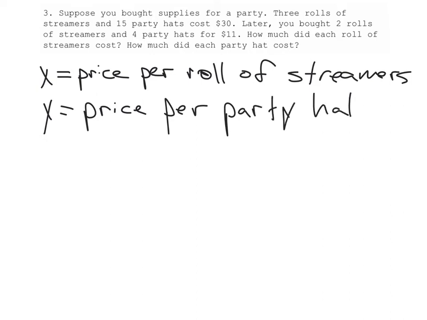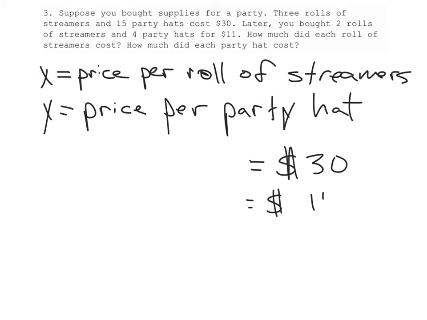Okay, step 2 is to look for totals. So it told us that we spent $30. So one total is going to be $30. And the second total is going to be $11 on our second trip.